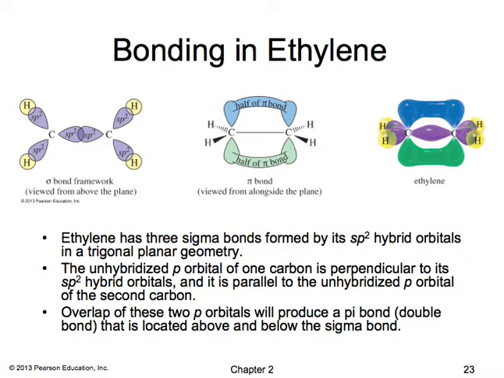In the case of ethylene, in which you have a double bond, ethylene has three sigma bonds formed by its sp2 hybrid orbitals, shown here, in a trigonal planar geometry. This is absolutely correct. And then there's an unhybridized p orbital on top and bottom of this, shown here, in which you have pi bond overlap. And this is also occurring so that you have sigma and then pi bond overlap, generating the double bond.